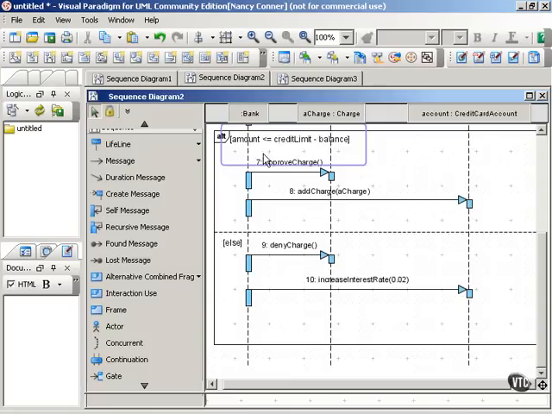If, however, this condition is not met, we have the else as a guard here. So if the amount is greater than the credit limit minus the balance, the bank will deny the charge, and in this case the bank will also increase the interest rate on the account by 2%. So you see we have two different mutually exclusive sequences, sets of messages that will take place depending on which of these guard conditions is met. And as I said, you can have more than one operand in your interaction frame when you're talking about alternatives.